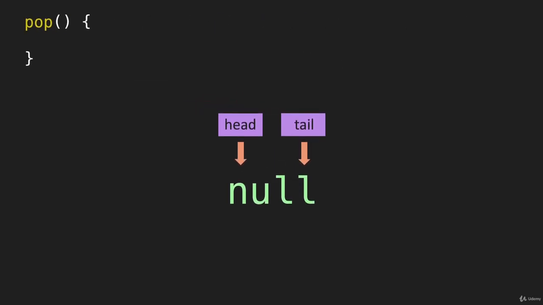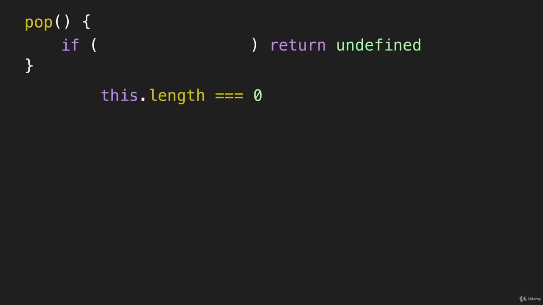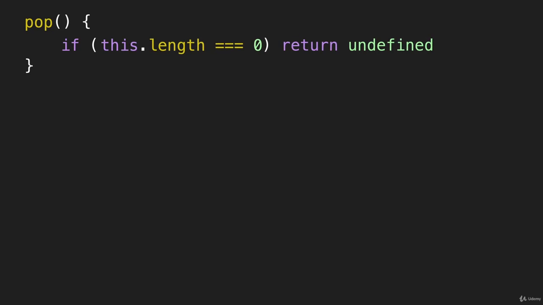So the first thing we're going to code for is if we have an empty linked list. So we can do that like this. And this is the way we've done it before. But we could also say if tail is null. We could also say that the length equals 0. This is the one I'm going to use here. And we're going to return undefined.